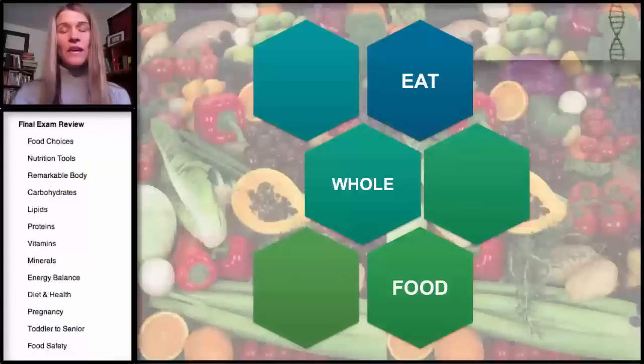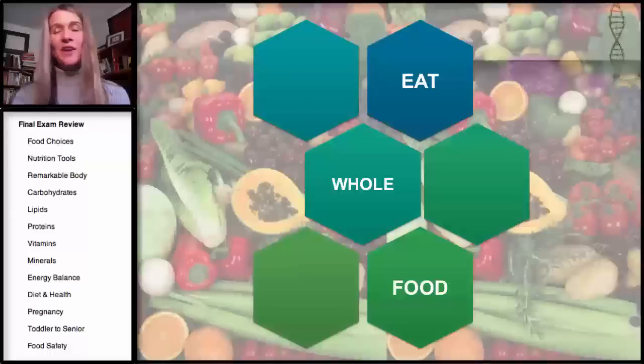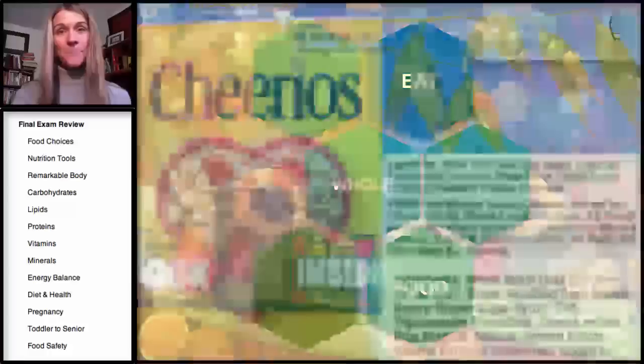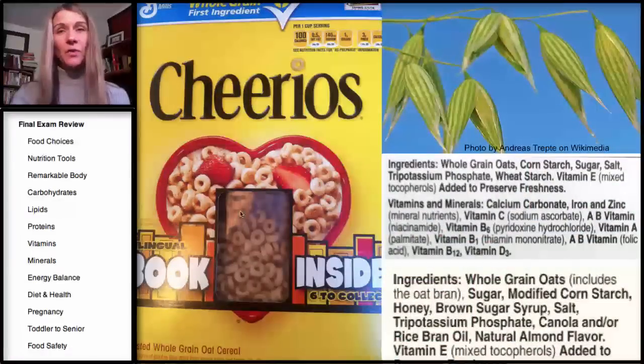Now, in general, the theme throughout this entire course has been to eat whole foods and to stay away from processed foods. And just beginning with this section, I want to reiterate that. Remember that you will need to recognize what a whole food is as opposed to a processed food. I don't want you to get fooled with labels such as whole grain, thinking that something like Cheerios is a whole food. Cheerios is not a whole food. It's a very processed food.